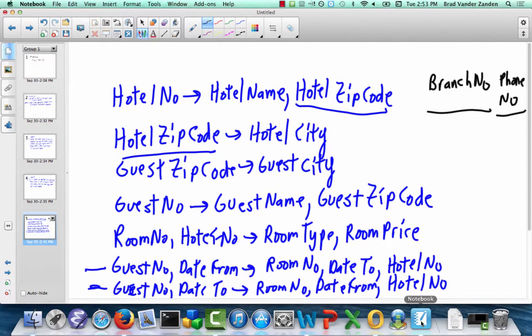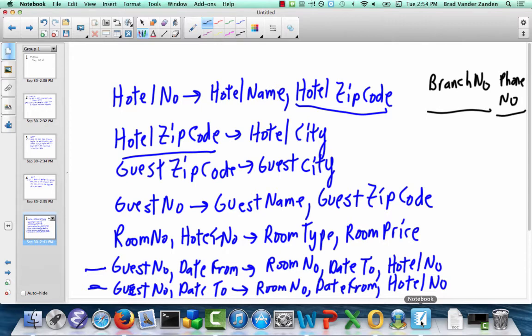So to go from first normal form to second normal form, does anyone remember what the rule is? What kind of dependency do we try to eliminate? Partial dependencies. So we need to eliminate partial dependencies.